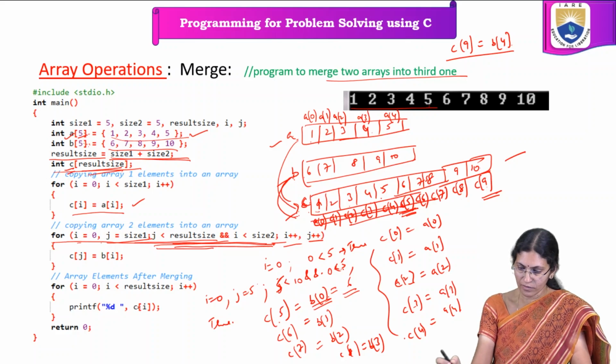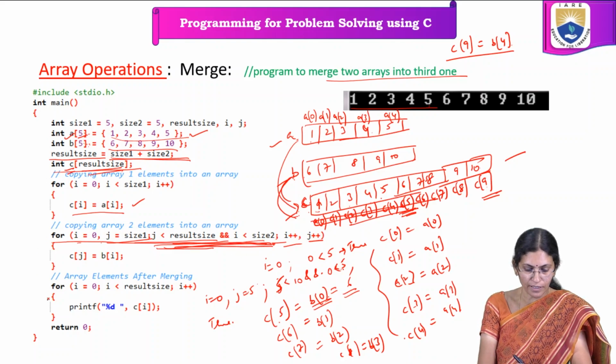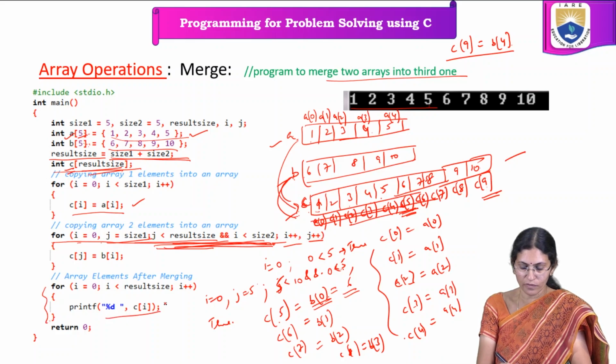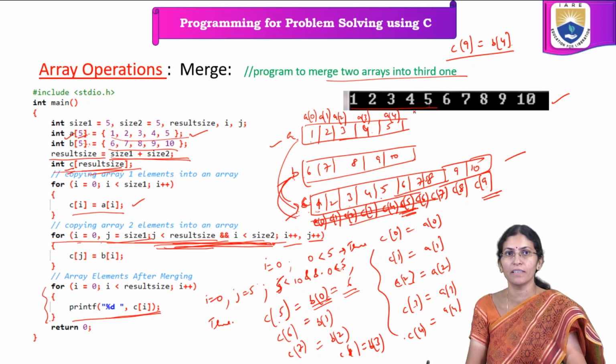After that, this condition becomes false, the loop will come out, and then this is the code to print the elements of the array C. So this is the output of this program. At the last we are printing the values of array C. These are the elements 1, 2, 3, 4, 5, 6, 7, 8, 9 and 10.